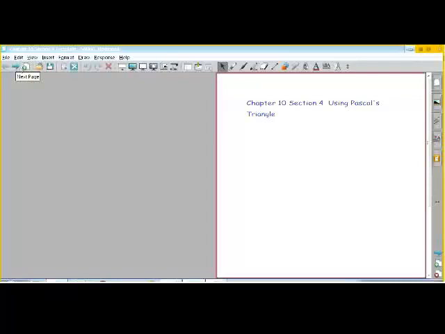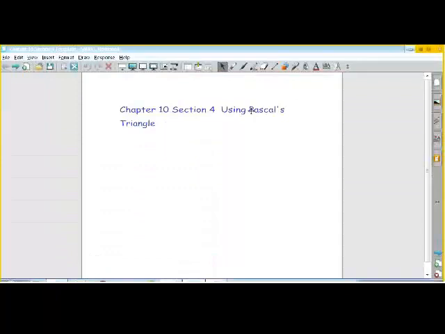Okay, so section 10.4 is called Using Pascal's Triangle. So Pascal's Triangle is a way of doing combination problems instead of having to use your calculator. It gives you the answers for all those combinations, 7 things taken 4 at a time, whatever. And it also has some other uses.